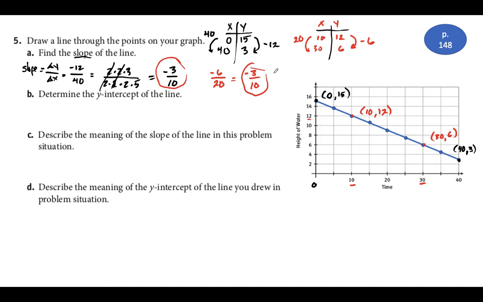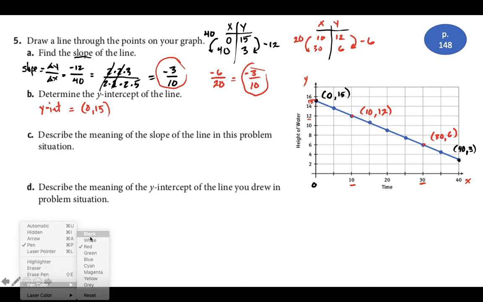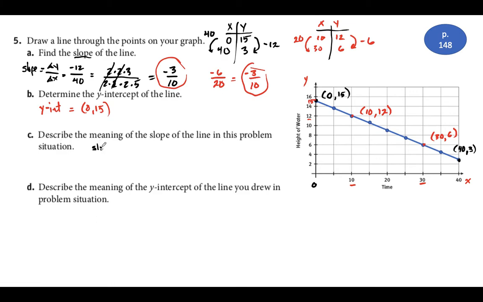So we got our slope twice. Determine the y-intercept of the line. So I'm just going to look at the y-axis right here. And I'm going to see that my graph crosses the y-axis right here at 15. So the y-intercept is going to be equal to 0, 15. Okay, describe the meaning of the slope. So remember that slope equals rate. Slope is equal to rate.